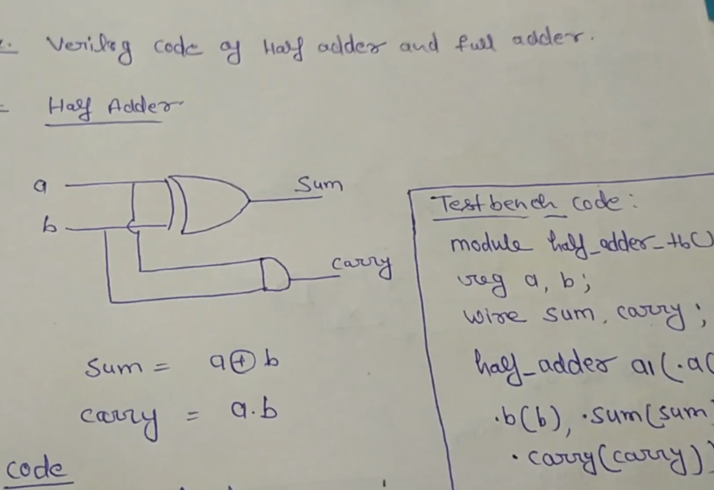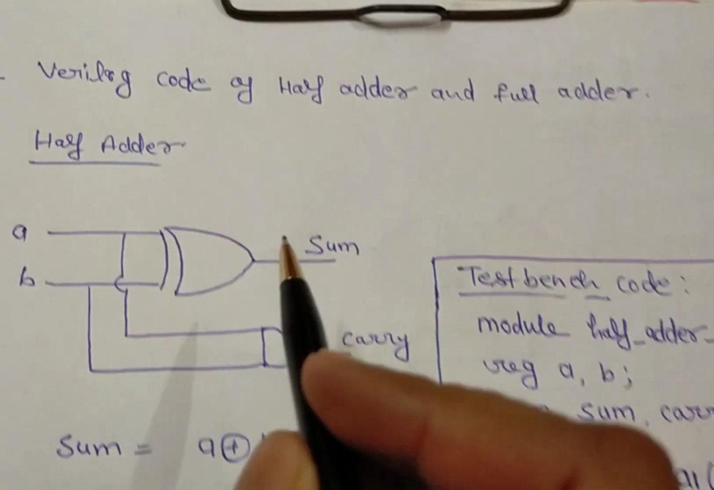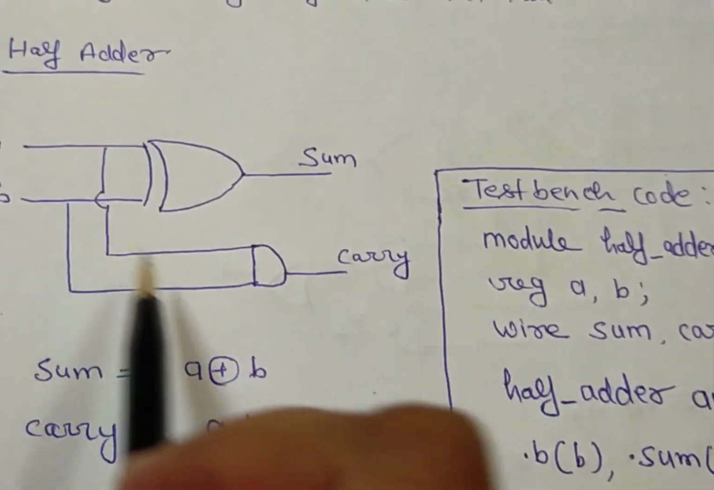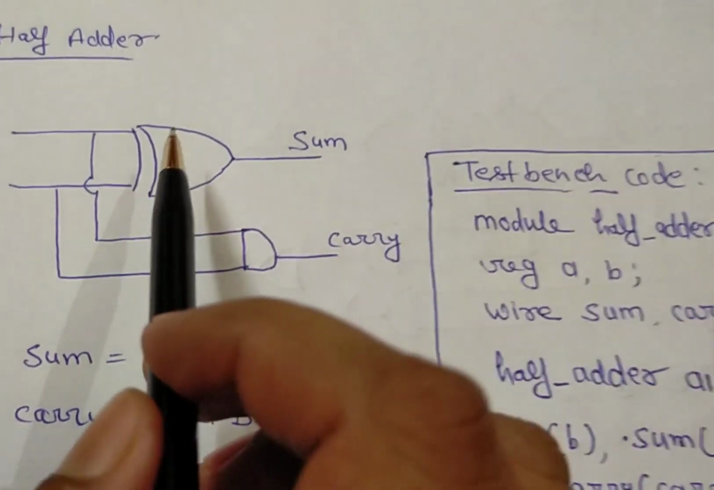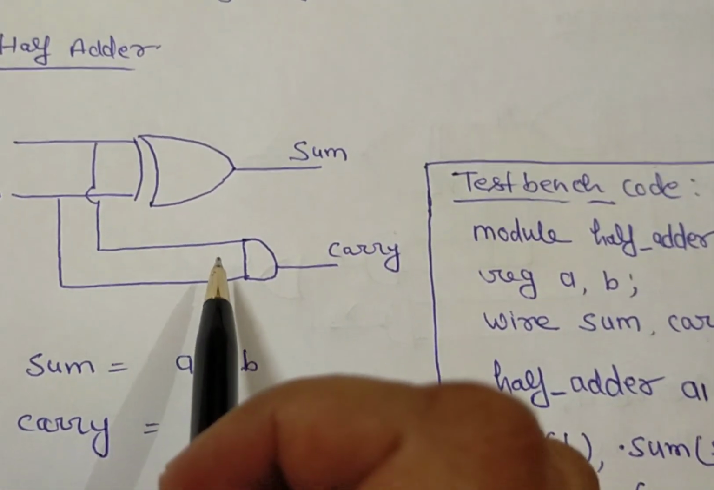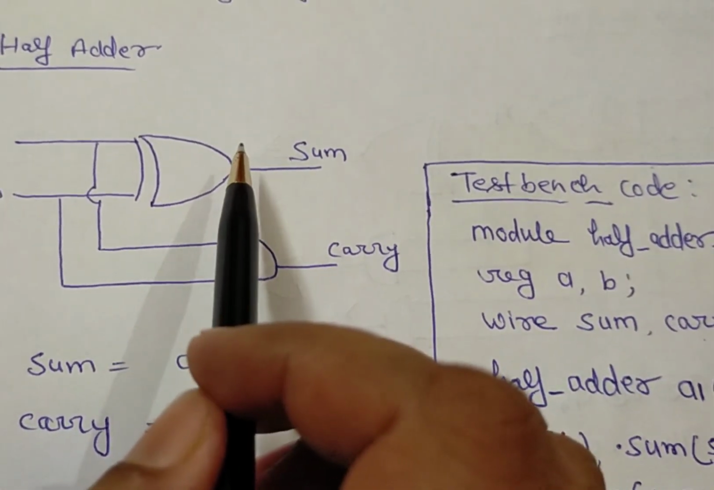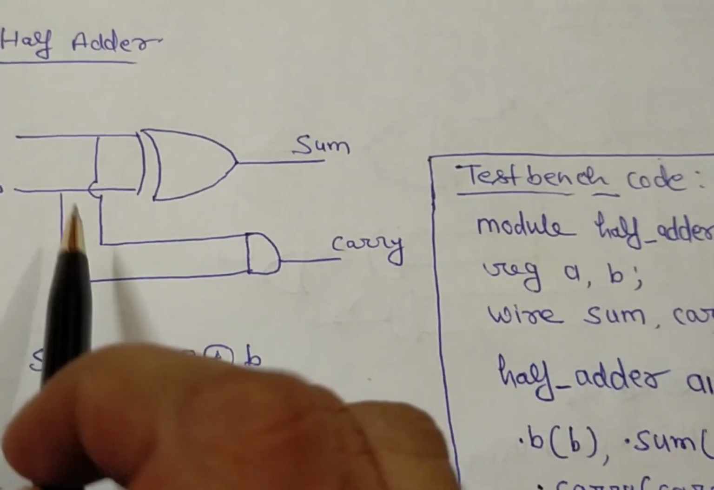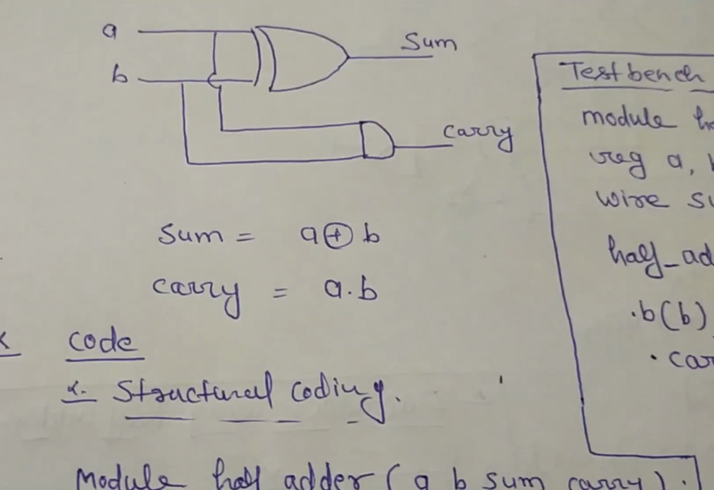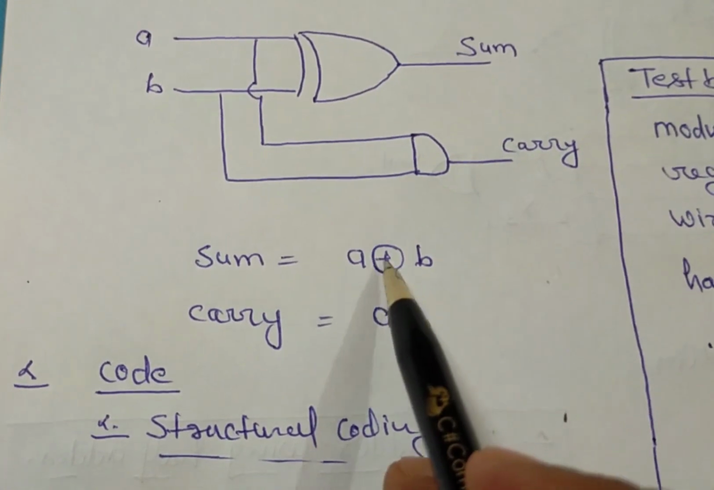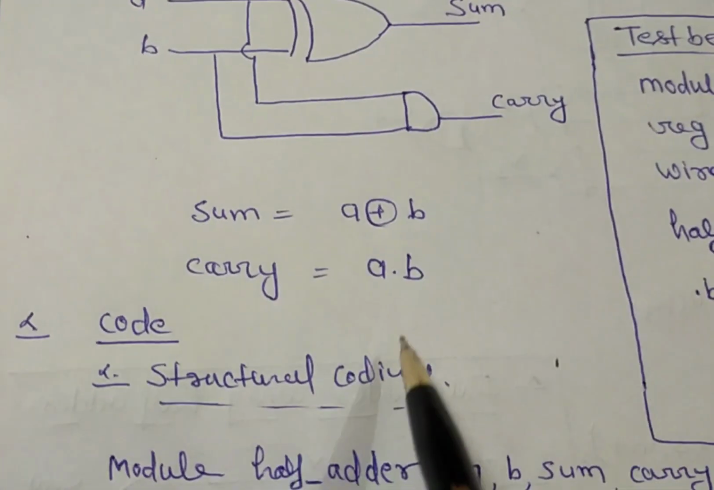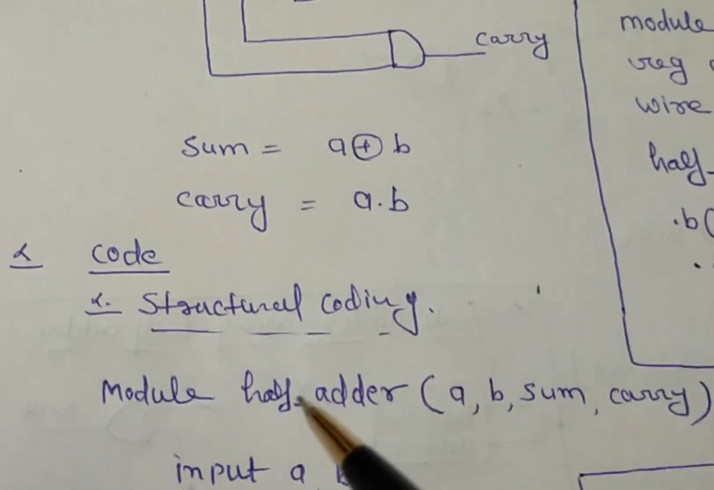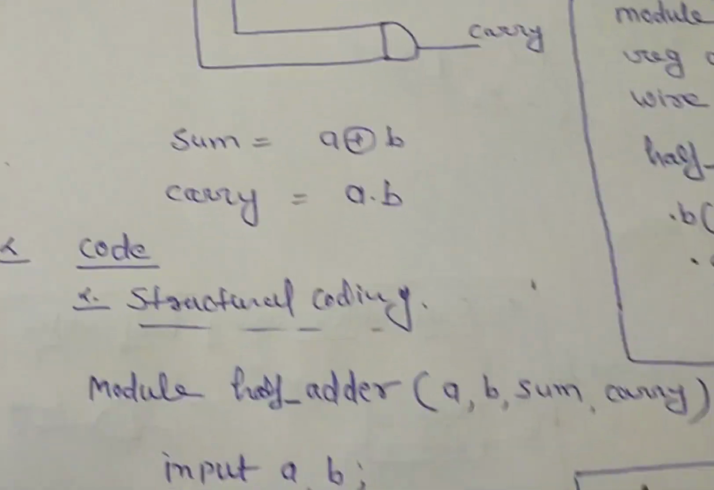First we must draw the circuit diagram of the half adder. This is the circuit diagram of the half adder using one XOR gate and one AND gate. There are two outputs, sum and carry, and two inputs, A and B. The expression of the sum is A XOR B, and the expression for the carry is A dot B. Now we want to write the code. First is the structural coding.